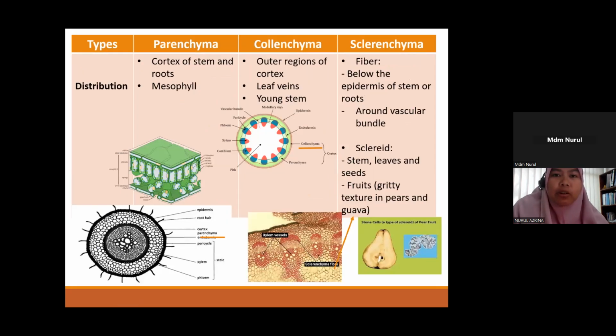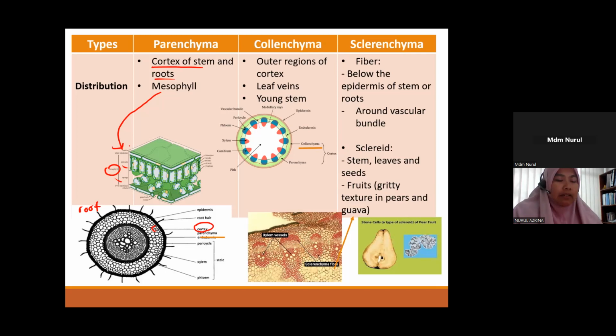Okay, so in terms of location or distribution, where can we find parenchyma cells, collenchyma cells, and sclerenchyma cells? Parenchyma cells can be found in the cortex of stem and also root. Remember where the cortex area is, right? Here you have an example. This is the cortex area of a root, in a cross section of root. It also can be found in the mesophyll cells of leaves. You can see here the palisade or spongy mesophyll. These are all parenchyma cells.